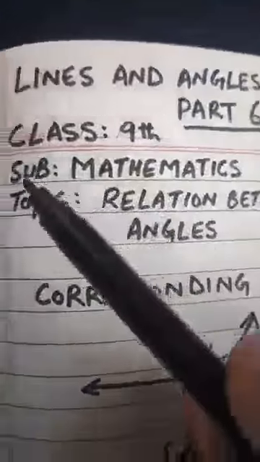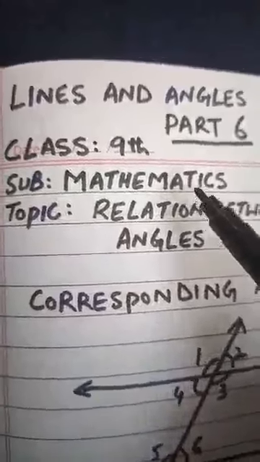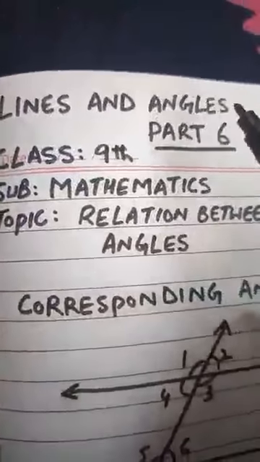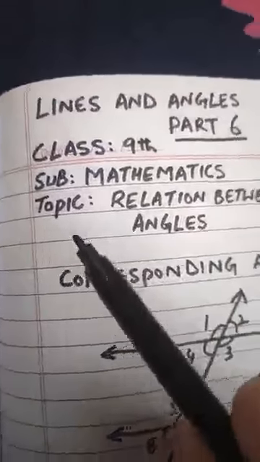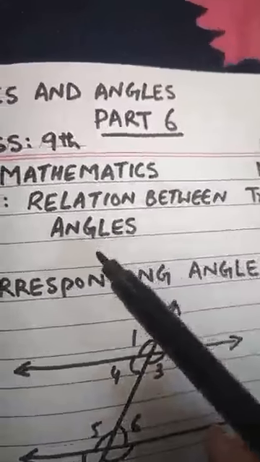Class 9th, subject mathematics. Name of the chapter is Lines and Angles. Topic is relation between angles.